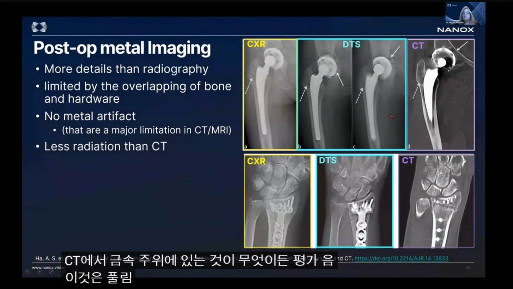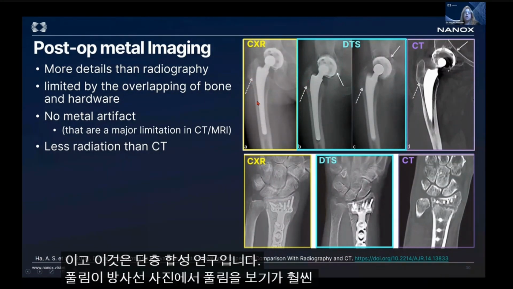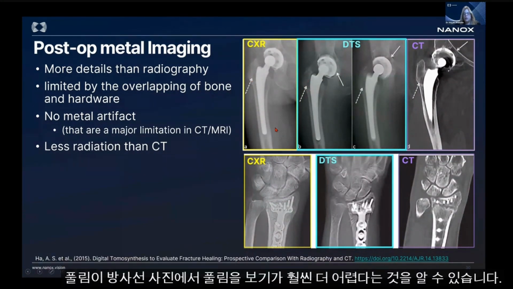And this is an example of loosening, and this is a CT, and this is a tomosynthesis study. We can see that loosening. It's much harder to see the loosening on the radiographs.